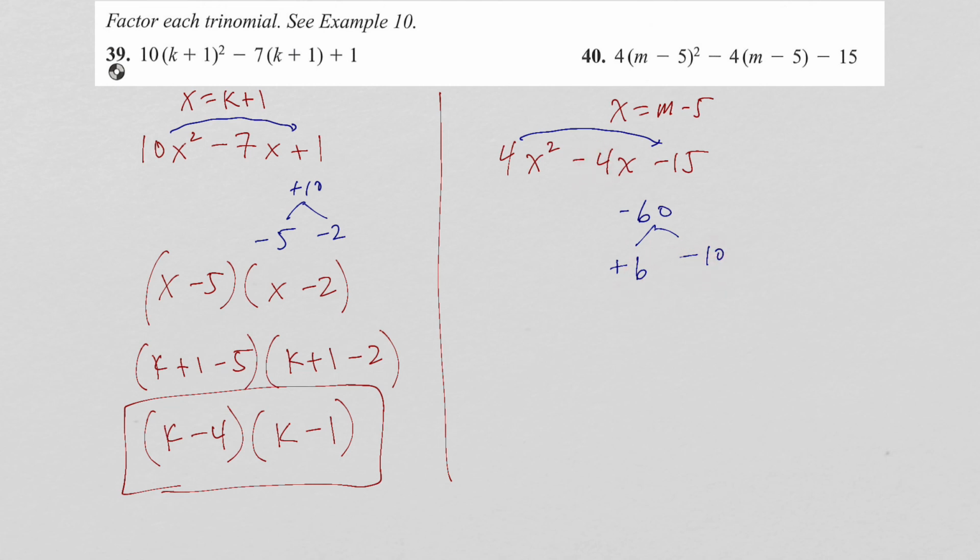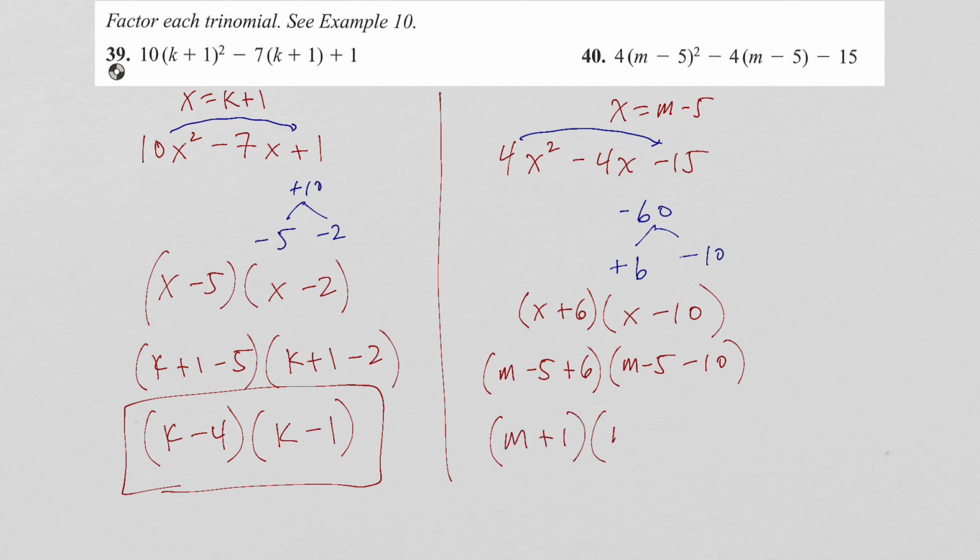So what I've got so far is x plus 6 and x minus 10. But again, there's no x in this. So now I have to replace the x with what x is, m minus 5. So we have m minus 5 plus 6, and this x is m minus 5, but then we have minus 10. And then we're going to combine like terms. Negative 5 plus 6 is a positive 1. Negative 5 minus 10 is a negative 15. And that's the final answer.